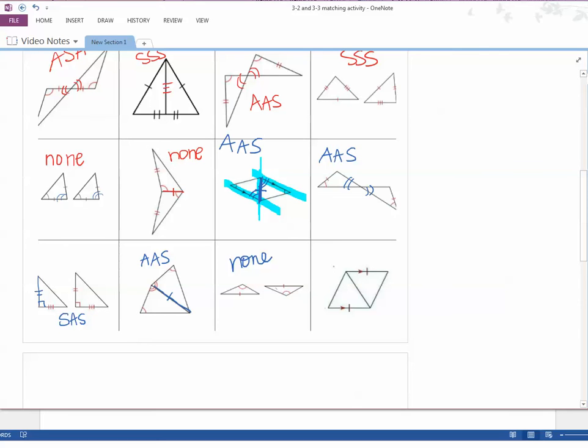Okay, and one more. We've got a pair of parallel sides again. We use this as a transversal. We get alternate interior angles here. And then we have side, side, and then we have the angle in between, so side, angle, side. Okay, so that's just that. We're going to cut these up and add them to our notebook next week.